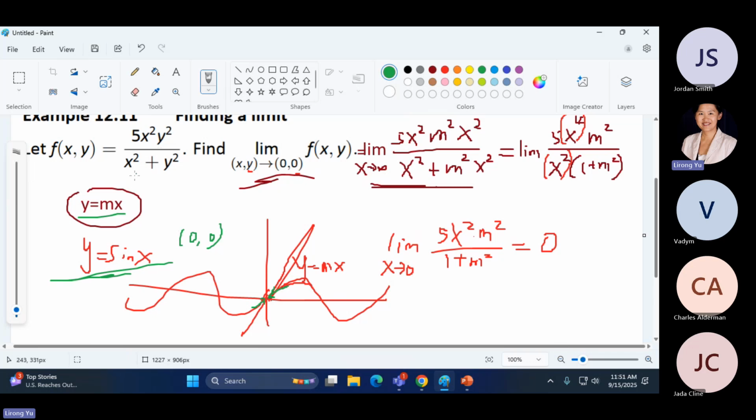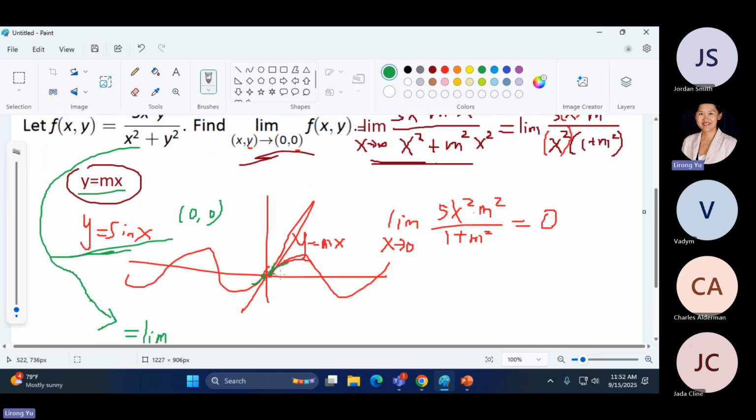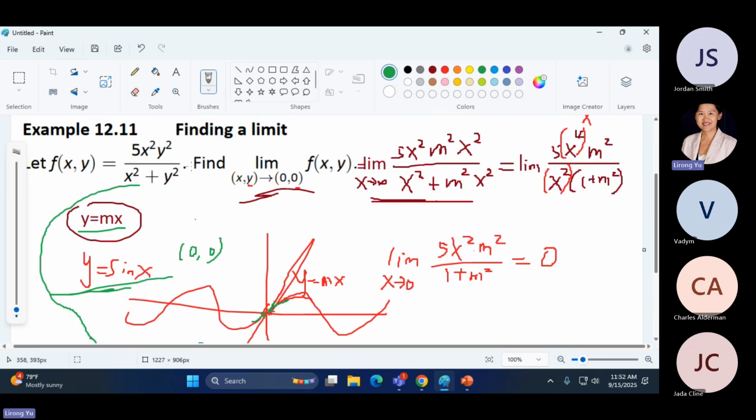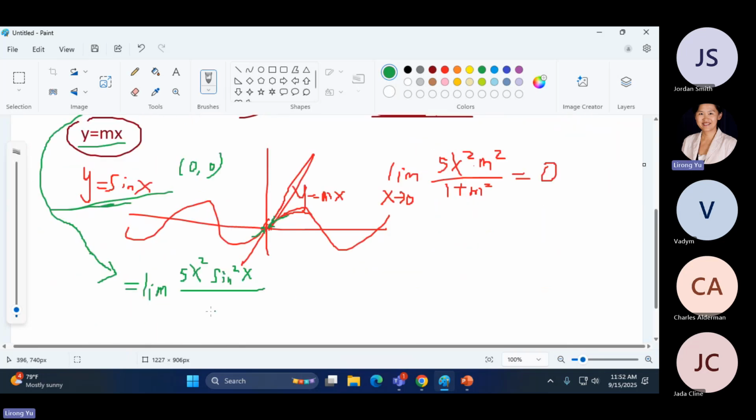So if we do that, what will happen? I'm just trying to prove that whatever path you choose, the limit will still equal the same limit, which is 0. So we will have 5x squared times y squared. Now y equals sine x, so you have sine squared x over x squared plus y squared, which is x squared plus sine squared x, and x is approaching 0. Right, so how do we calculate this one? I guess it's a little long one. I should choose that path.